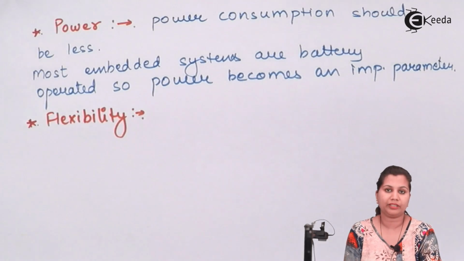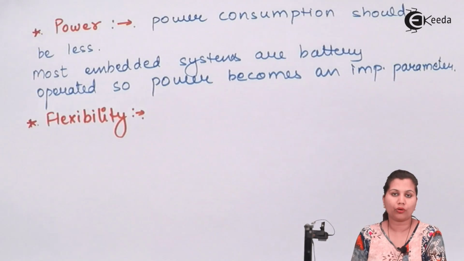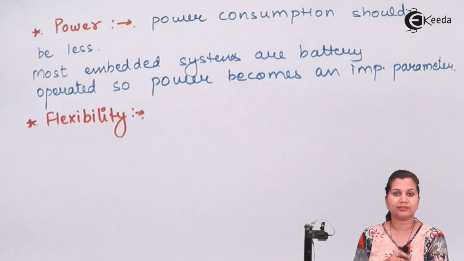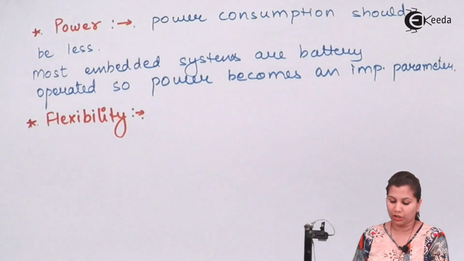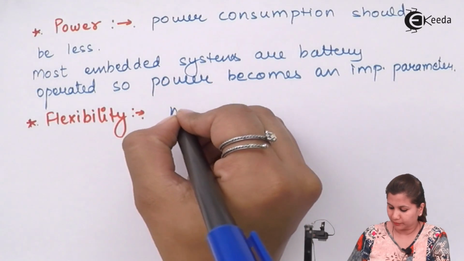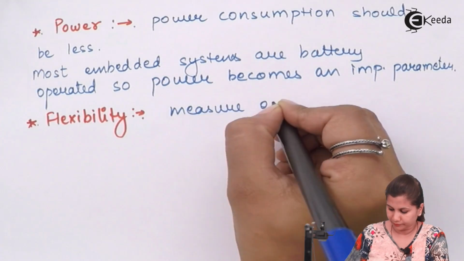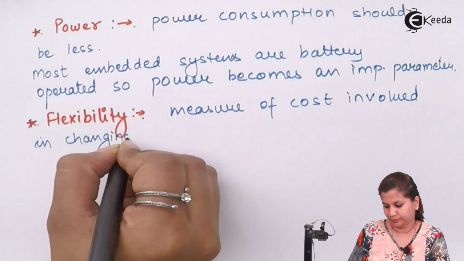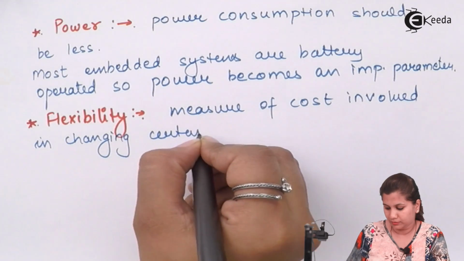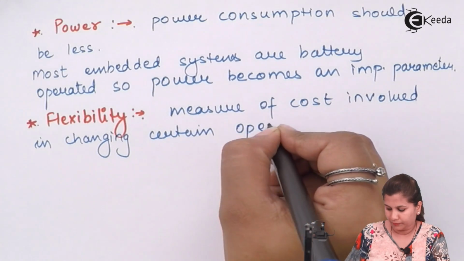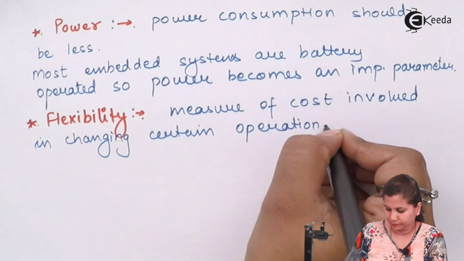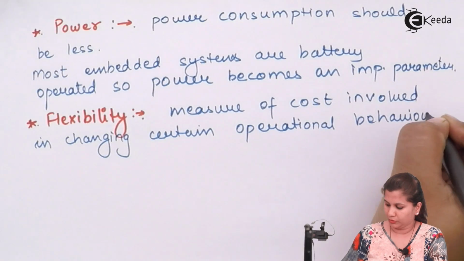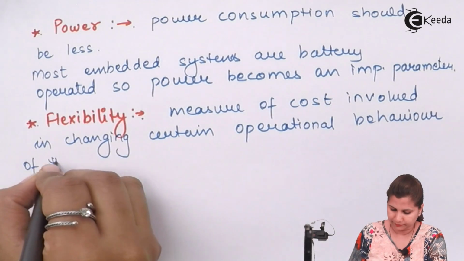Flexibility means that if we are changing the application of the embedded system, then how many changes we have to do in its blocks and its components. Flexibility is a measure of the cost of changing certain operational behavior of the system.